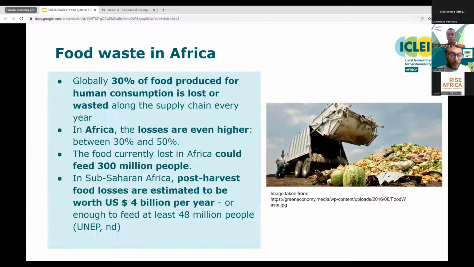In a continent where so many people are starving and many more people, particularly children and women, are undernourished, it is inconceivable to lose and waste food at this scale. It is for this reason that a reduction in food loss and food waste is one of the leading strategies for transforming Africa's food systems.